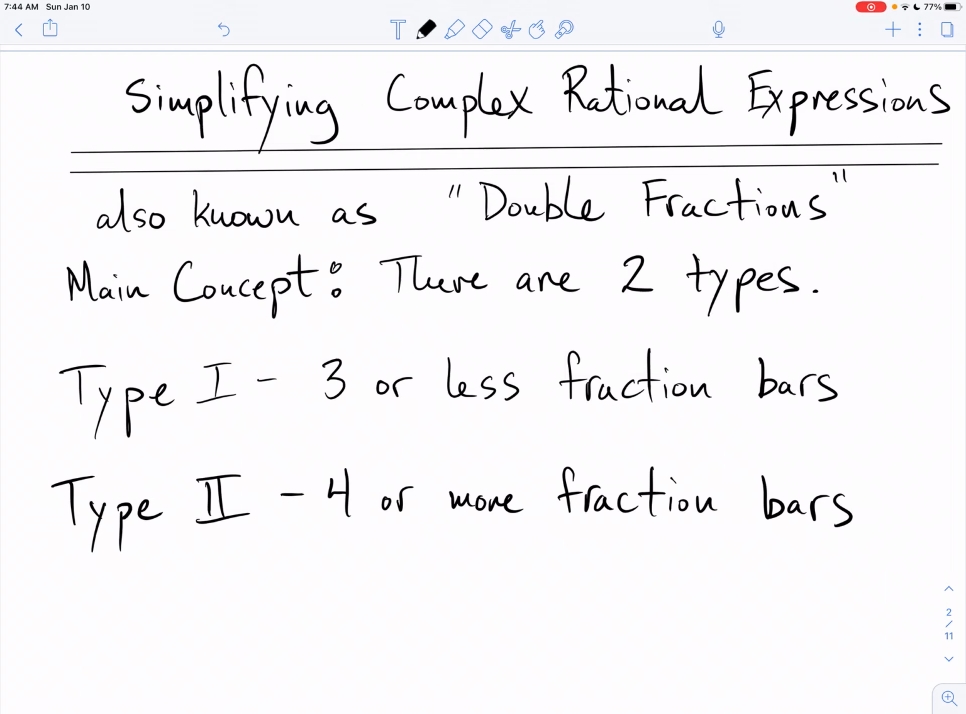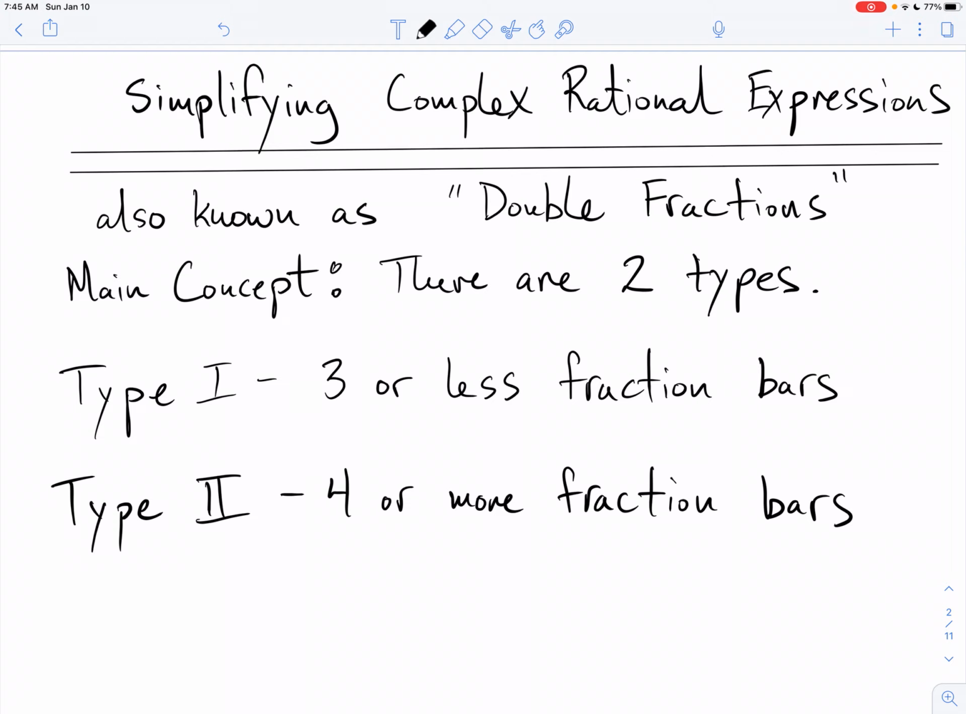All right, greetings guys. We're about to do something called simplifying complex rational expressions. It sounds horrible, but complex rational expressions, all that means is you have fractions inside of the fraction. I call these double fractions. So there's two types of double fractions.